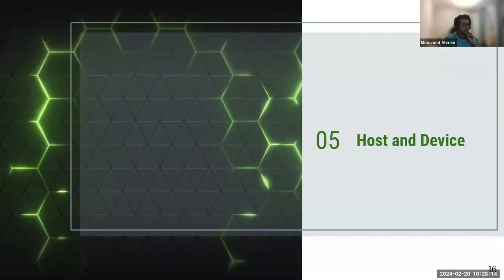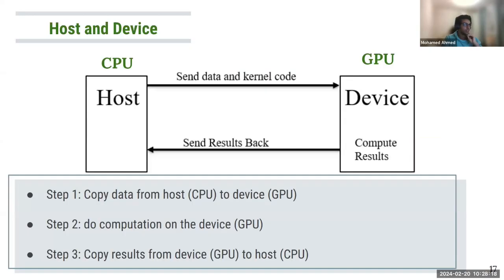So about host and device, what is the host and what is the device? We said before that CUDA uses the CPU and the GPU at the same time. We call the CPU the host and we call the GPU the device. What is the idea behind this? In order to do computation on the GPU, note that the GPU has its own memory and the CPU also has its own memory, the cache for example. If you are running a program, it can get data from the RAM or from the cache of the CPU, and we need to transfer this data to the GPU in order to do the computations on the GPU.